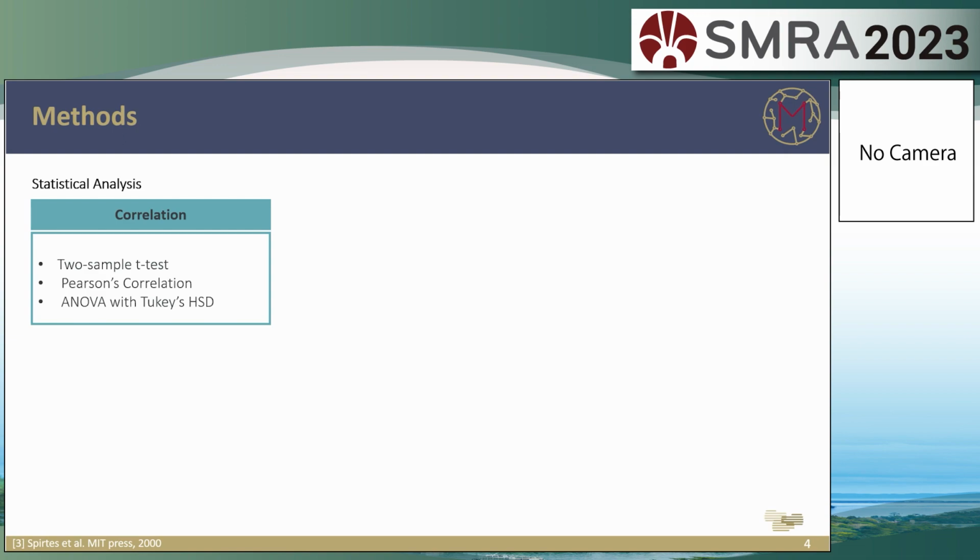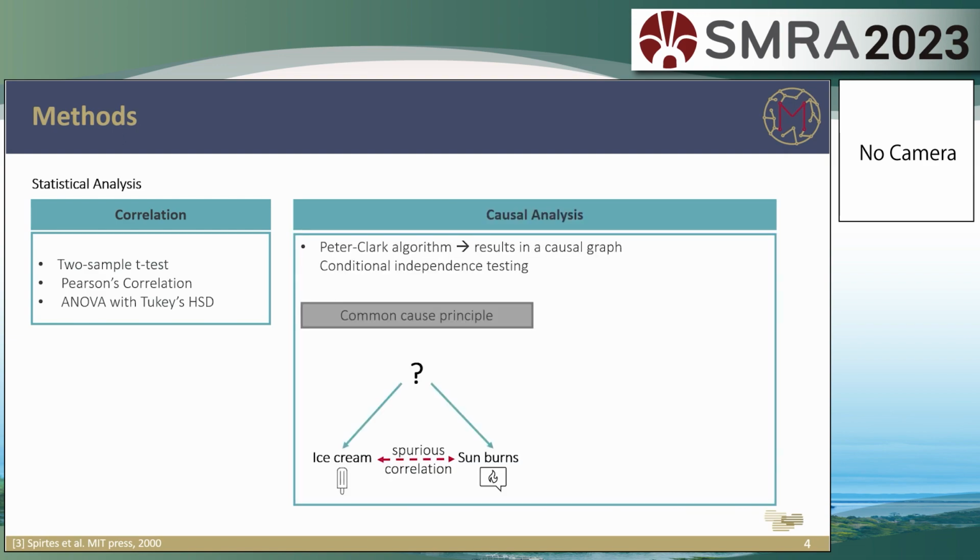But as I already mentioned, we wanted to find out the real causal relationships, and therefore we also performed the Peter-Clark algorithm. And the Peter-Clark algorithm outputs a causal graph, so it shows basically the causal relationship between single variables, and it's based on the common cause principle.